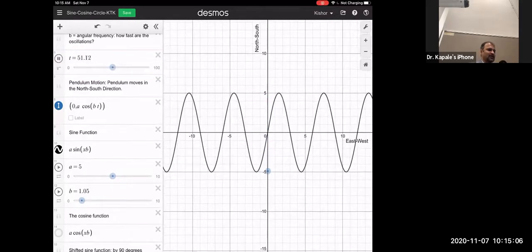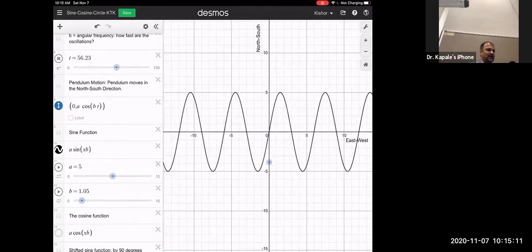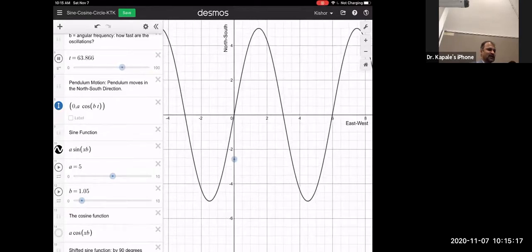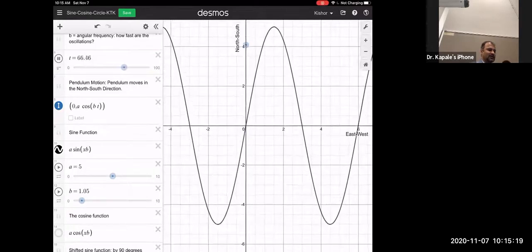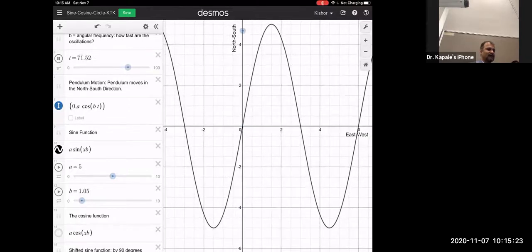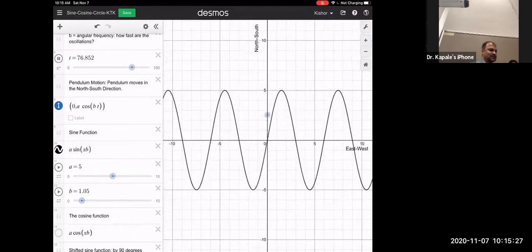If I'm at 0 and at a little distance after 5 there, that's one full cycle. Let me zoom in and just show you one full cycle here. So start from 0 and then close to 6, you have one full cycle complete, and then it repeats itself. So let's go back to this screen, and then let's stop the time now.